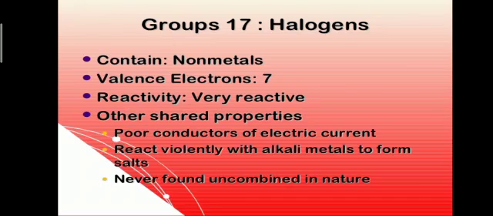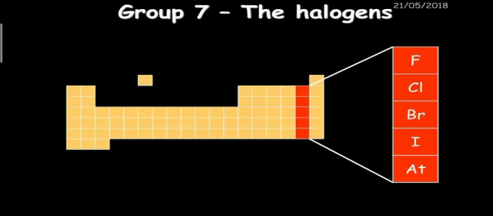Other shared properties: they are poor conductors of electric current, and they react violently with alkali metals to form salts. We have discussed the reactions in the class, the reactions of halogens with alkali metals and alkaline earth metals. They are never found uncombined in nature as they are very reactive, so they are always found in the combined state with other elements. The elements in group 7 are fluorine, chlorine, bromine, iodine, and astatine.